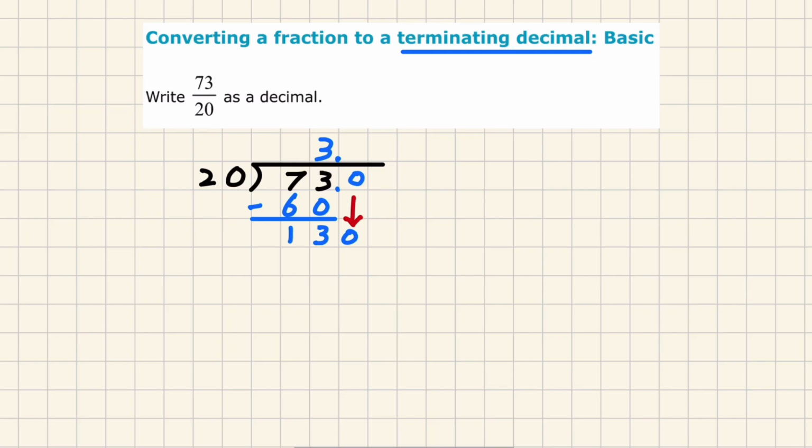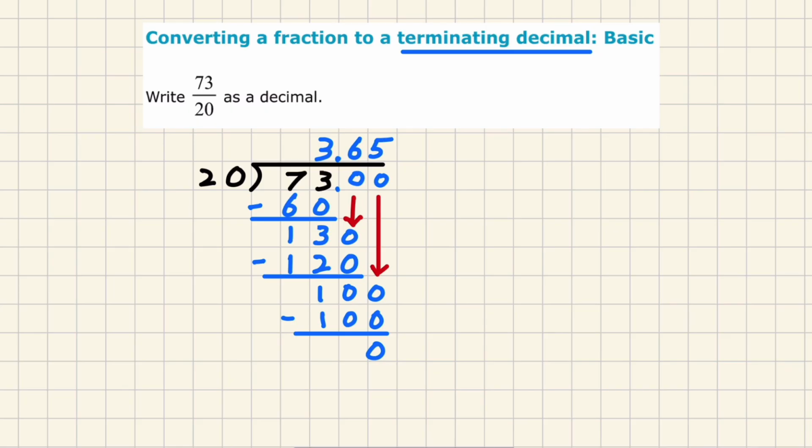From here, we can continue because 20 goes into 130 6 times. 6 times 20 is 120. Subtracting gives us 10. We still have a remainder, so we would need to continue by adding another 0, bringing this 0 down. We now have 20 goes into 100 5 times. 5 times 20 is 100. Subtracting gives me 0. And now that I no longer have a remainder, this worked out to be exactly 3.65, which is a terminating decimal.